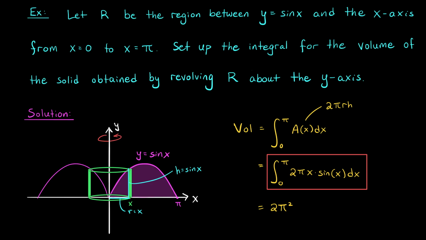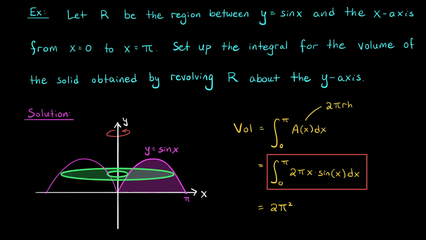Indeed, think about what a typical washer might look like, the one shown here. Its outer radius would be given by this half of the sine curve, while its inner radius would be given by this other half of the sine curve. You would need to find some way to separate the sine curve into two pieces in order to set up this integral. Plus, everything would need to be in terms of y, not x. Yuck. However, with cylindrical shells, the process was relatively painless.